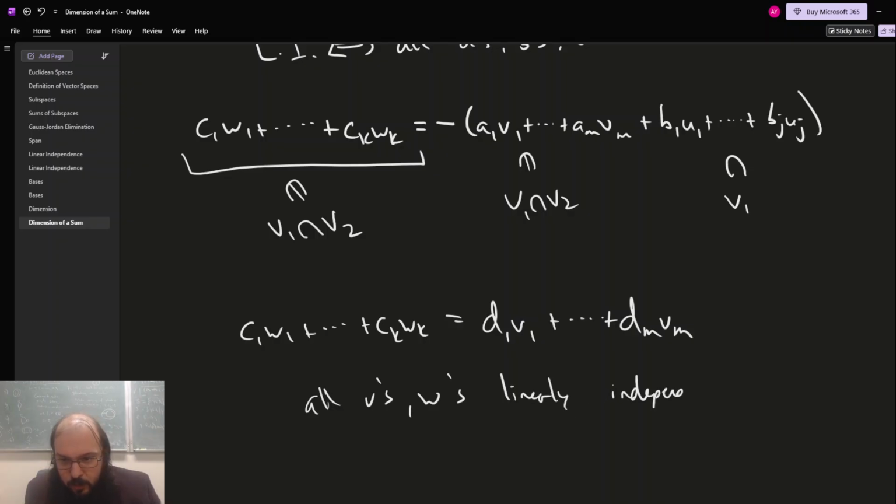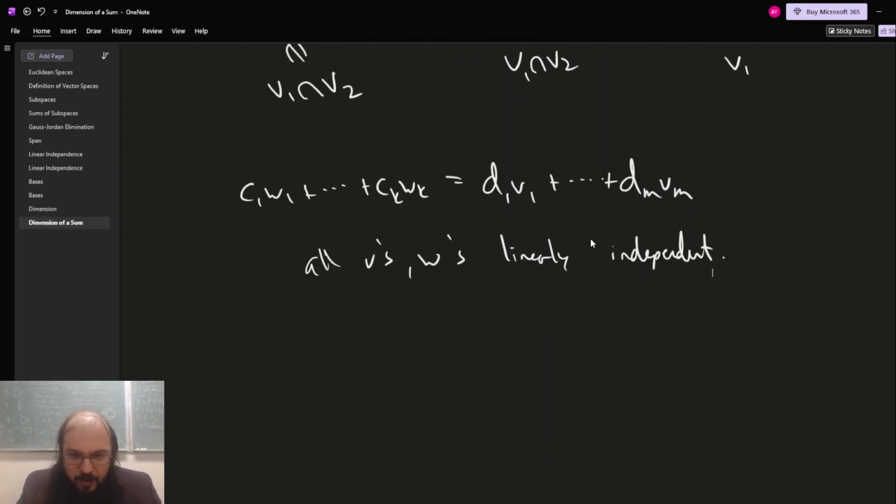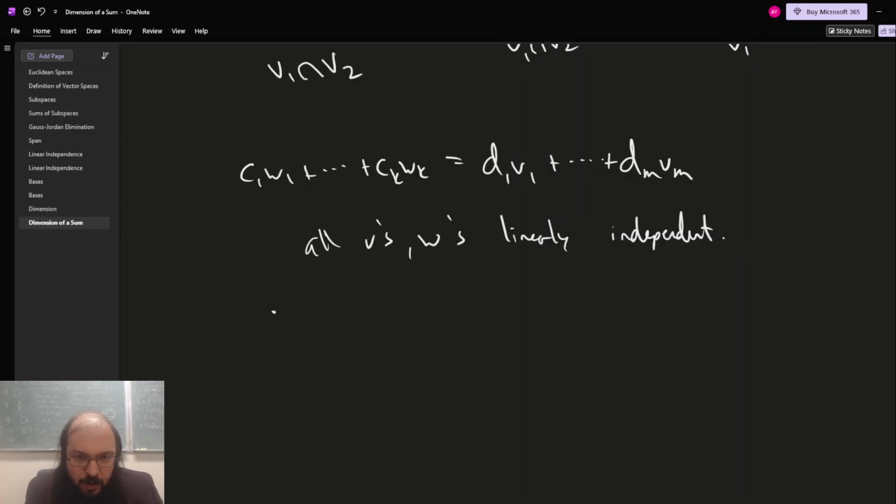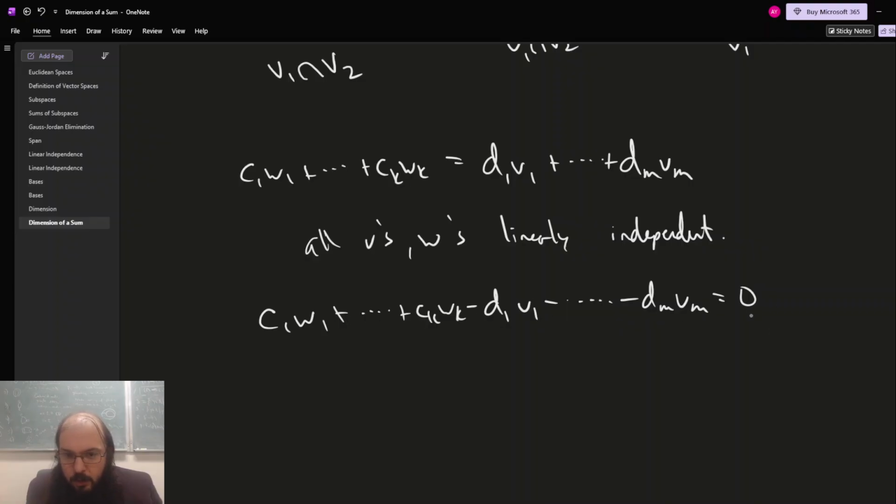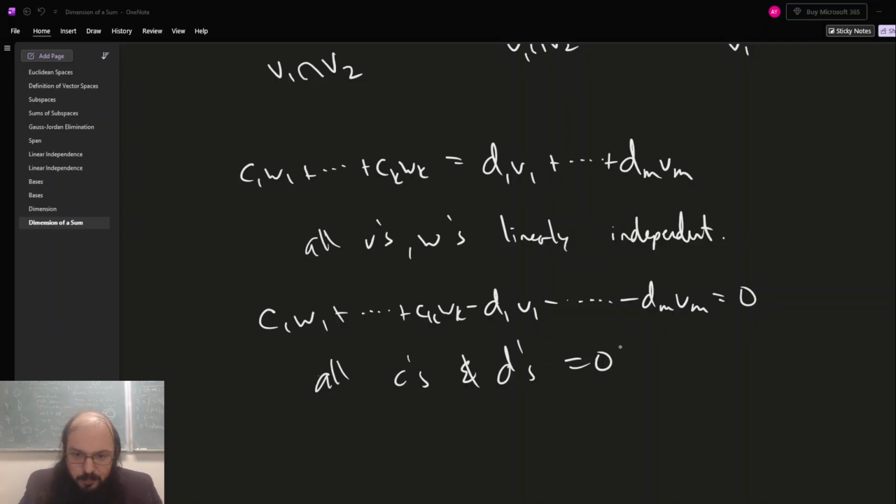We selected the W's to be a linearly independent thing that extends from V1 intersect V2 up to all of whichever one of the V's makes my statement correct. And so by pushing everything to one side, I obtain a linear equation of linearly independent things, which is equal to 0. So therefore, all C's and D's equal 0.